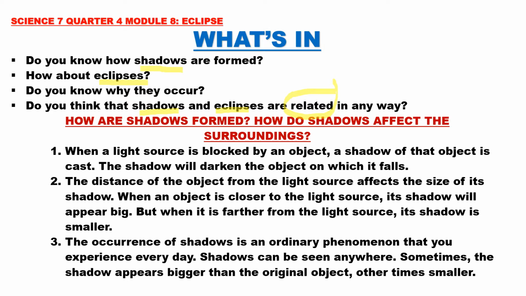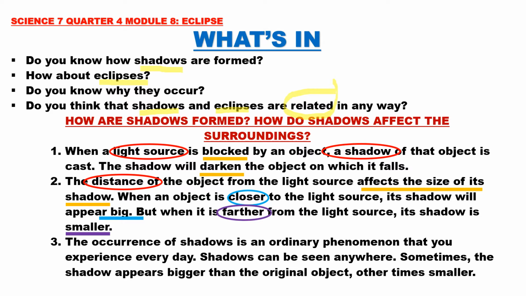Number 1. When a light source is blocked by an object, a shadow of that object is cast. The shadow will darken the object on which it falls. Number 2, the distance of the object from the light source affects the size of its shadow. When an object is closer to the light source, its shadow will appear big. But when it is farther from the light source, its shadow is smaller.